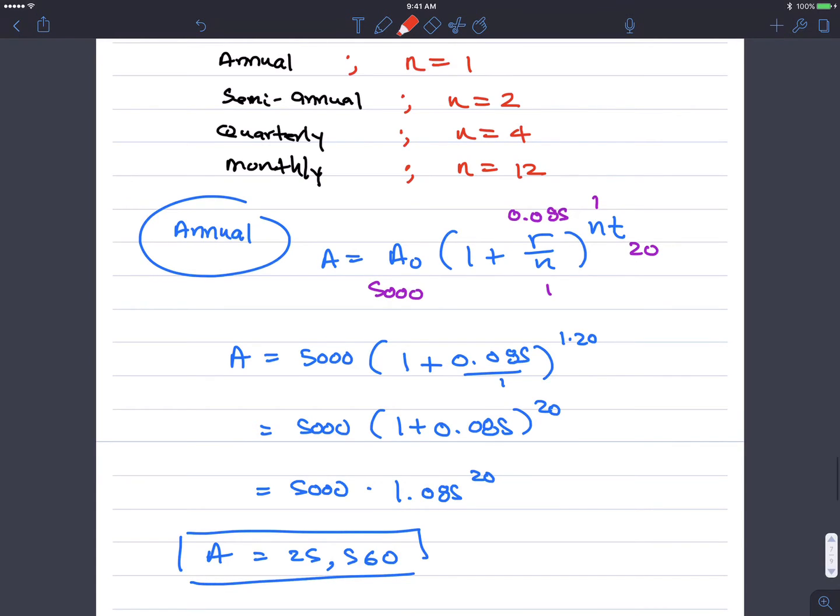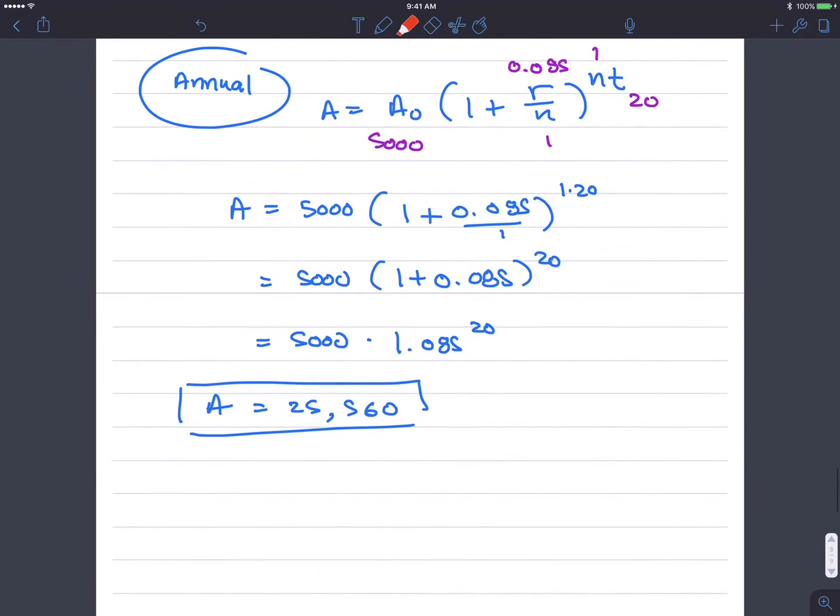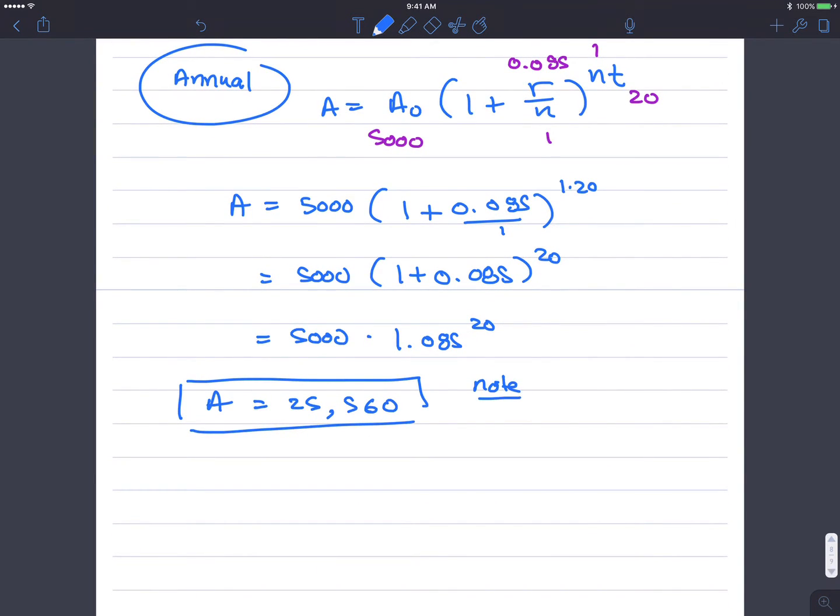So if I change my time value, I'm going to put this as a note. What if my time was actually 40 years? I doubled my time. I get 5,000 times 1.085, so my base is still the same. But now what happens with time is it's not 1 times 20. It's 1 times 40. You're right. So if I plug this in my calculator, this is how much my $5,000 would be if I just left it alone for 40 years.